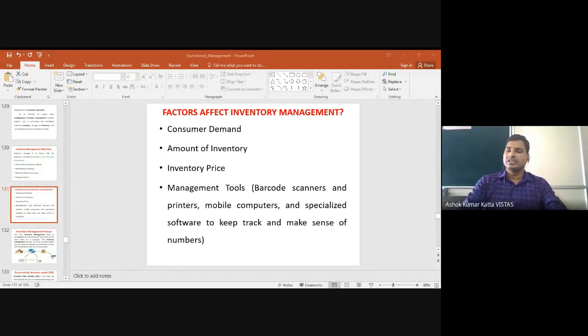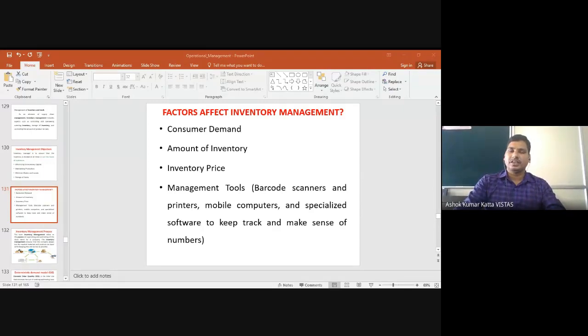So in this situation, you need to purchase a lesser quantity of material. In the first case, huge demand, so a huge quantity of material we are going to purchase. Second case, very less demand, so a lesser quantity of material we are going to buy. So this is the first factor which must be known by all the inventory managers. Second one, amount of inventory.